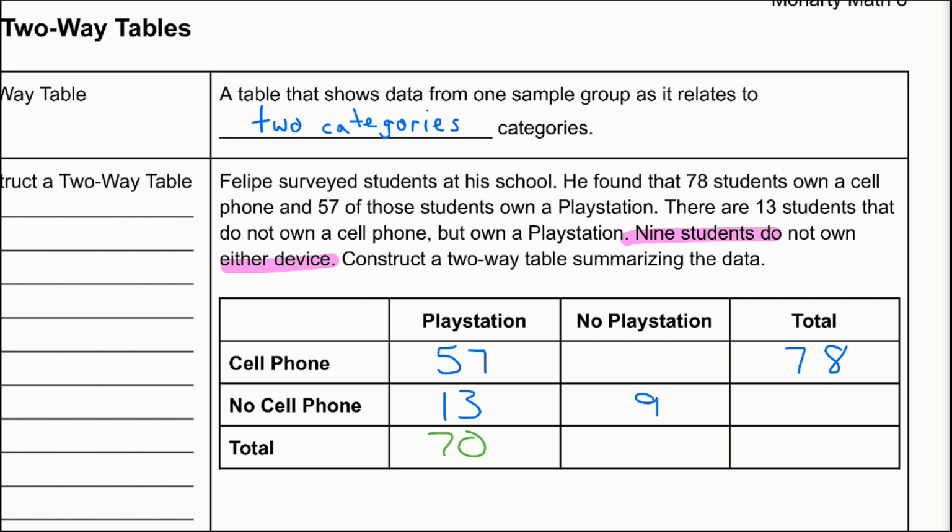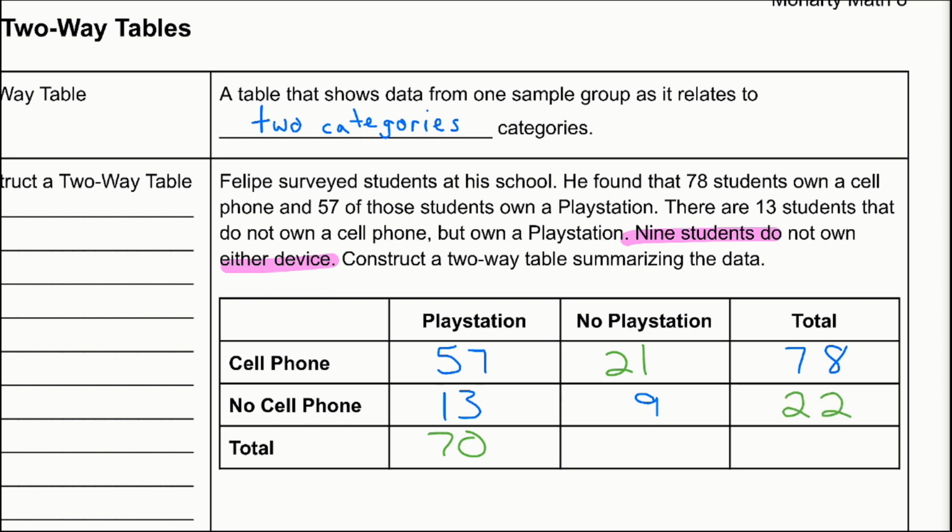Okay, I also see that I don't know how many cell phone users and no PlayStation people I have. So here's what I'm talking about, right? Don't know that gap. But I know that if the total is 78 and 57 of those folks do have a PlayStation, then my no PlayStation people will be 78 minus 57. So 21. Okay. The next thing is my total no cell phone users. I'm going to do the same thing. I'm going to add the PlayStation people and the no PlayStation people. 13 plus 9, that gets me 22.